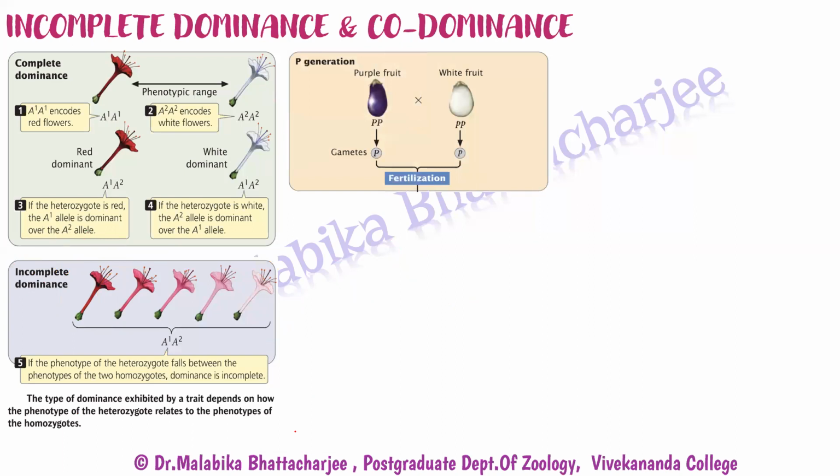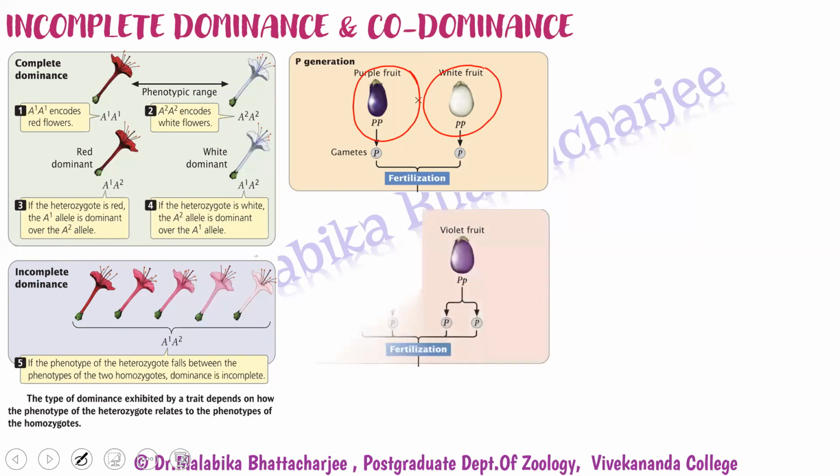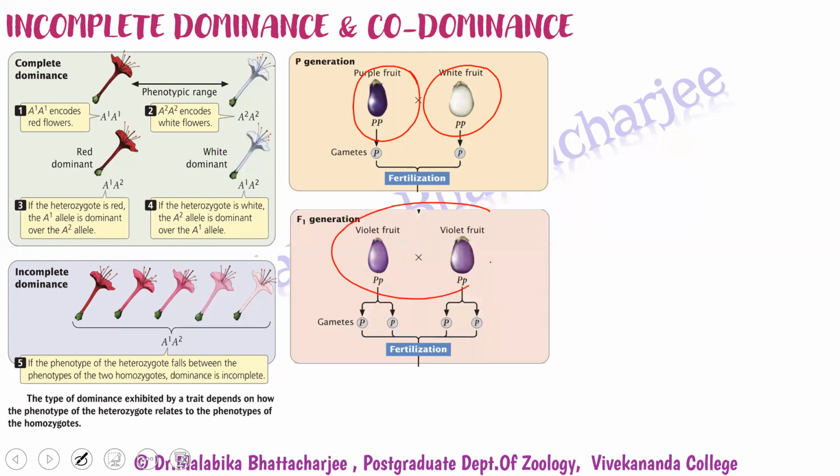So this is eggplant. We have a purple fruit and we have a white fruit. For the purple fruit to be dominant over the white fruit, the F1 heterozygote should be purple in color. But after the cross and the fertilization is done, as you can see, the fruits are violet. So the fruits are neither similar to the purple fruit nor to the white fruit, but show an intermediate expression, which clearly indicates that the capital P for the purple allele is not completely dominant over small p, the allele for the white color.